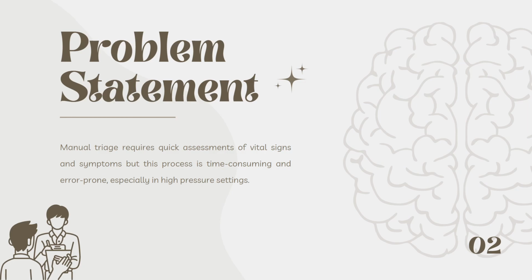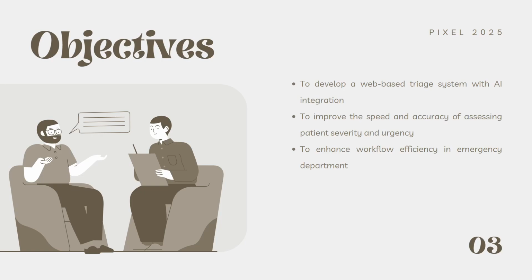These issues may affect patient outcomes, especially in critical cases where quick prioritization and accurate assessment are important. The problem with manual triage is it is time consuming and error prone, especially in high pressure settings such as the emergency department. There are three objectives for this project.